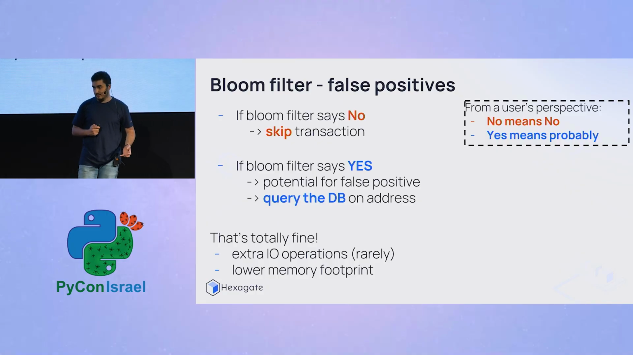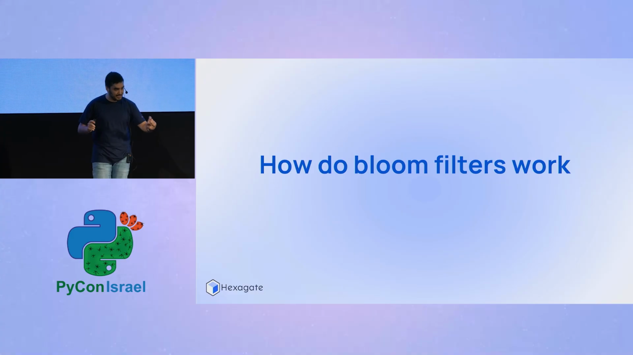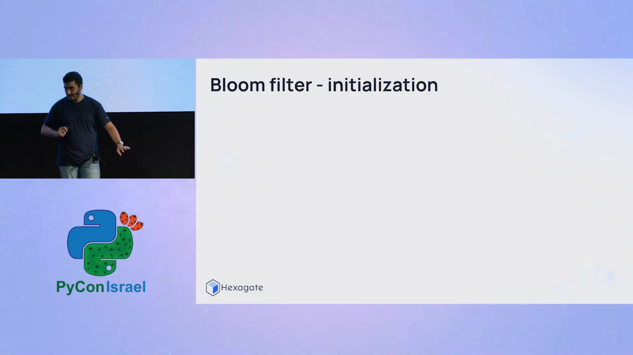Let's see how low the memory footprint is. Okay, so now we'll have a quick deep dive into the internals of the Bloom filter and how it actually works. It's a bit complex, so bear with me. The Bloom filter has two phases. There's the initialization phase, in which we insert the items into the Bloom filter. And then there's the lookup phase.